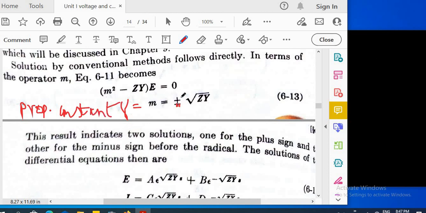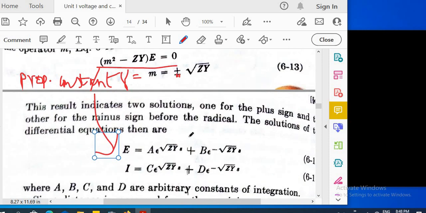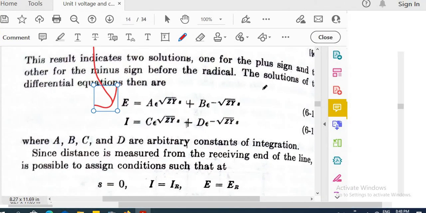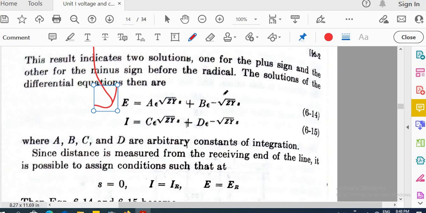Now m equals plus or minus root of zy. The solution can be written in this form: E equals A e to the power root zy s plus B e to the power minus root zy s. Similarly, for the current it can be written like this. Now A, B, C, D are the four constants. We can evaluate these four constants easily, and then we will get the expressions for E and I.